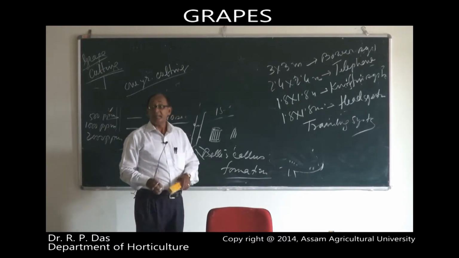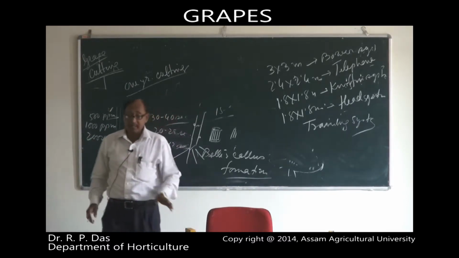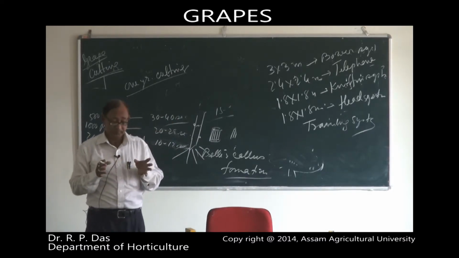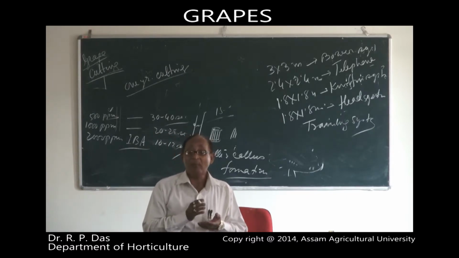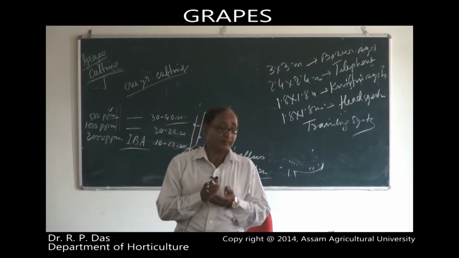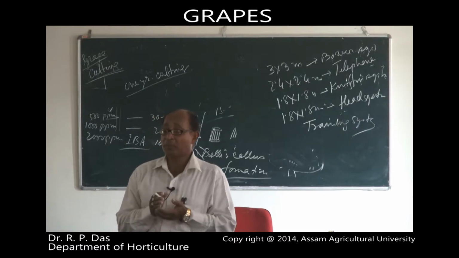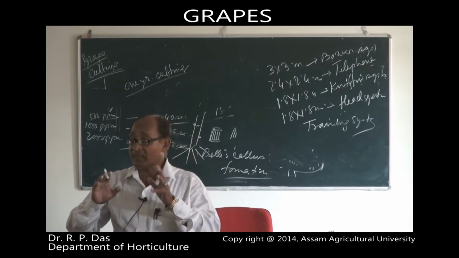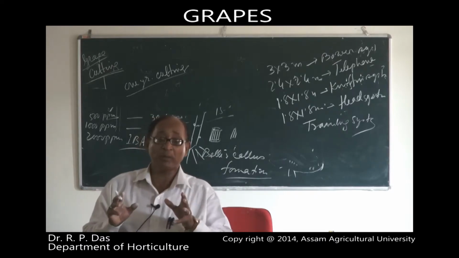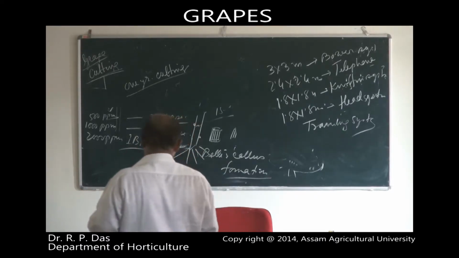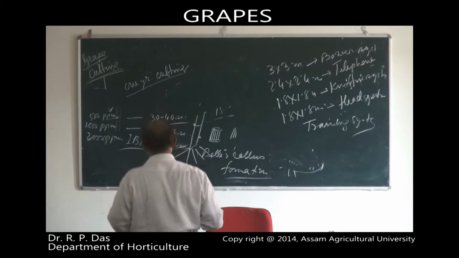What is training? Training is a pruning operation performed in the fruit crops to give the future shape of the plant, or to give the future framework of the plant.